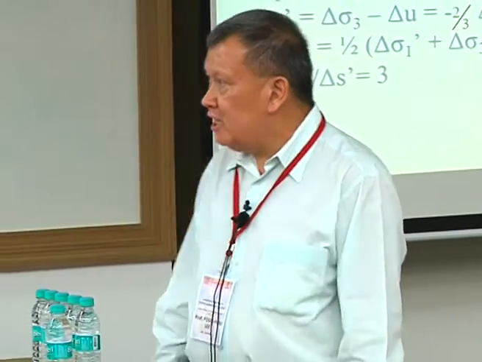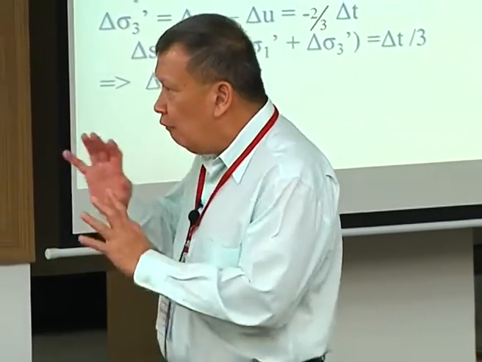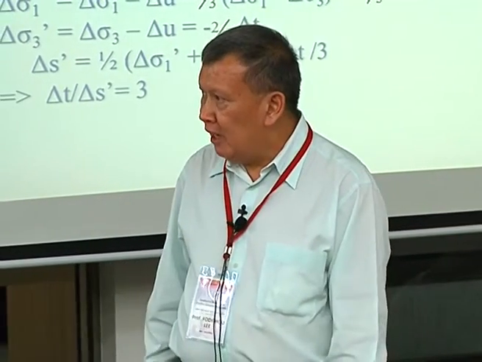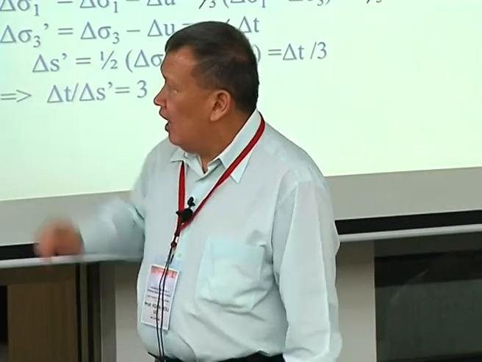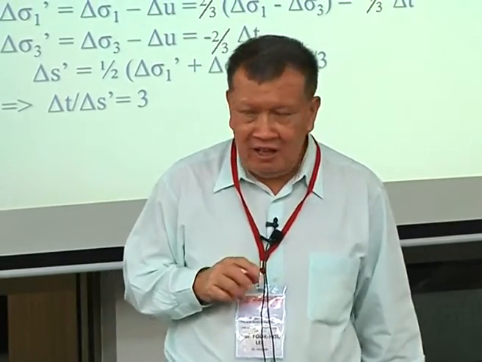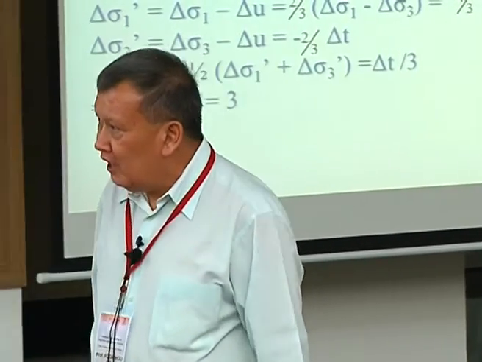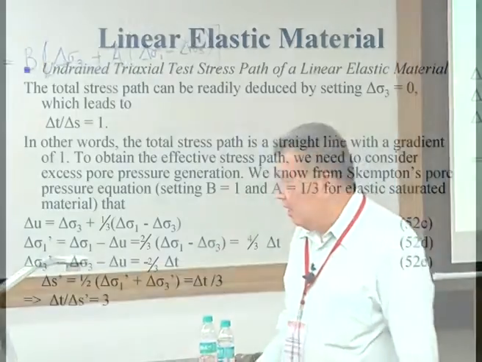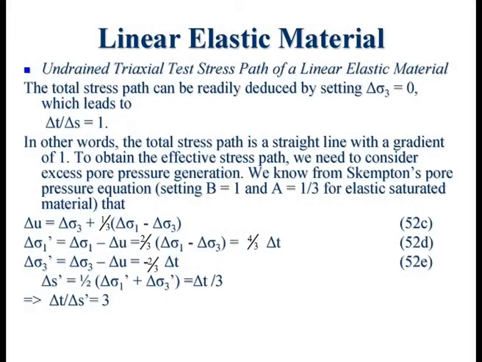Okay, A is a parameter that is more variable, depending on the soil property. It can be shown A is equal to 1/3 for a linear elastic material. So if B equals 1 and A equals 1/3, then the Skempton's pore pressure equation can be written as this, because the B disappears and the A becomes 1/3.